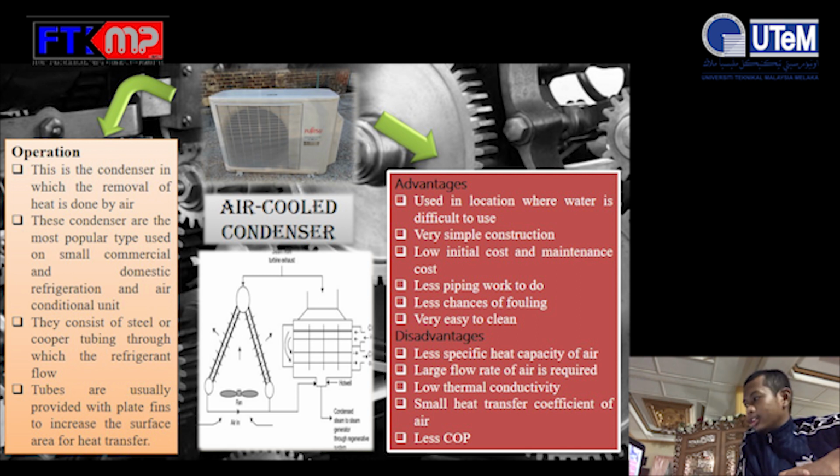Lastly, we will talk about the air-cooled condenser, the operation. This is a condenser in which the removal of heat is done by air. These condensers are the most popular type used on small commercial and domestic refrigeration and air conditioner units, like split units for example. They consist of coils of copper tubing through which the refrigerant flows. And lastly, the tubes are usually provided with plate fins to increase the surface area for heat transfer.